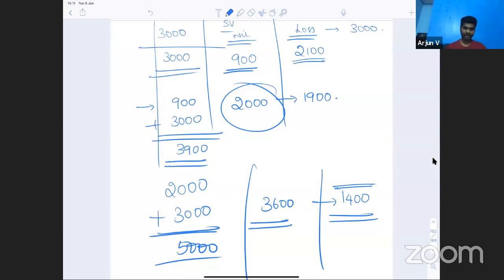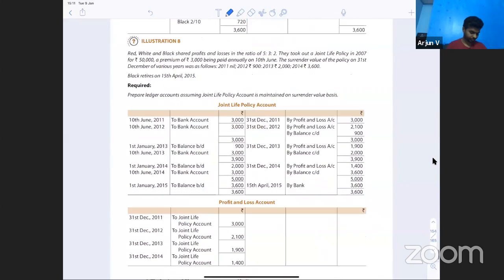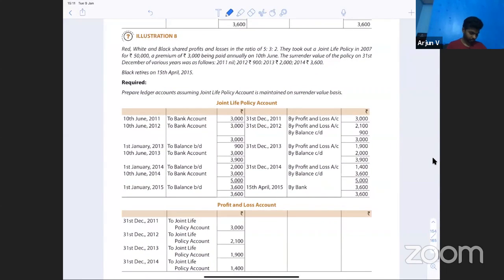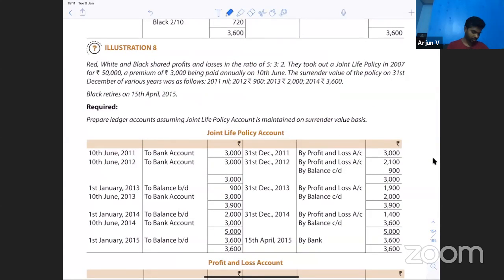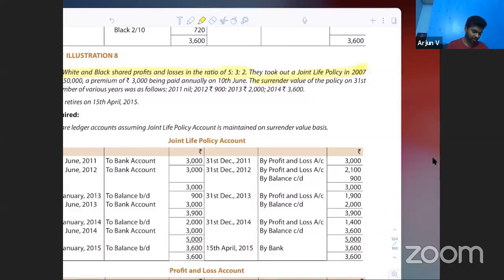Okay, guys, again I'll take the question. See here. Red, Black and White shared profits and losses in the ratio of 5:3:2. They took the joint life policy. Guys, we are doing the second case. Please just remember this logic.